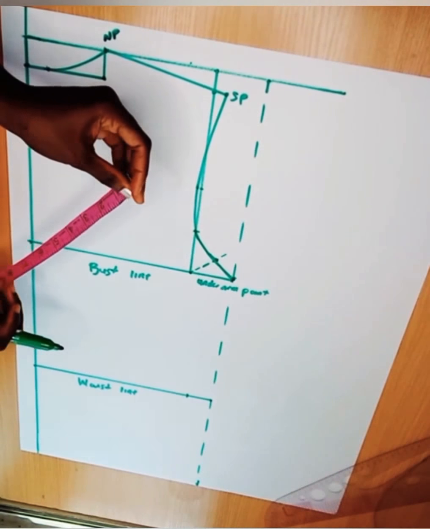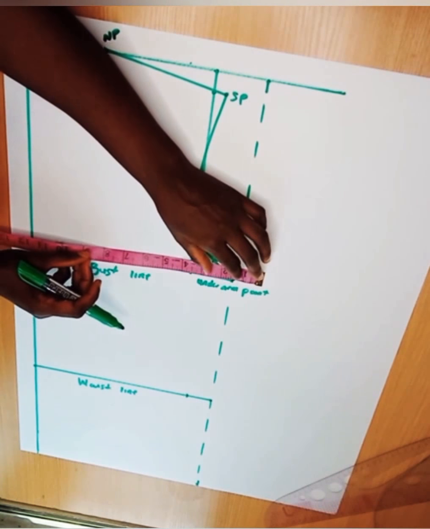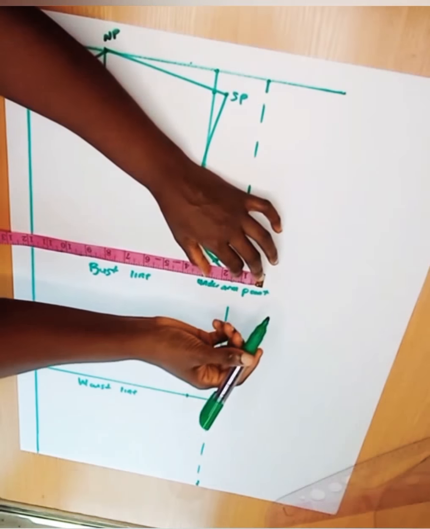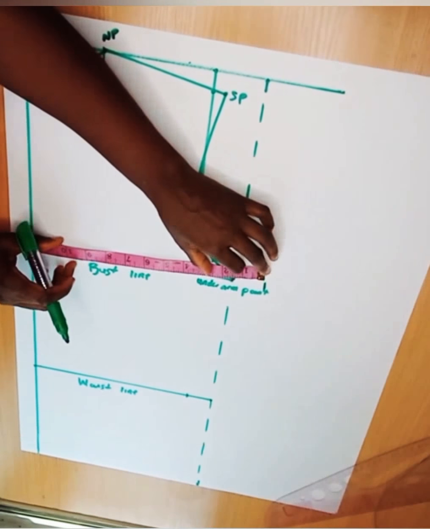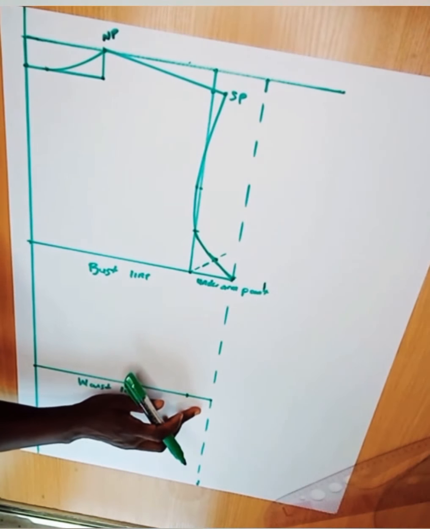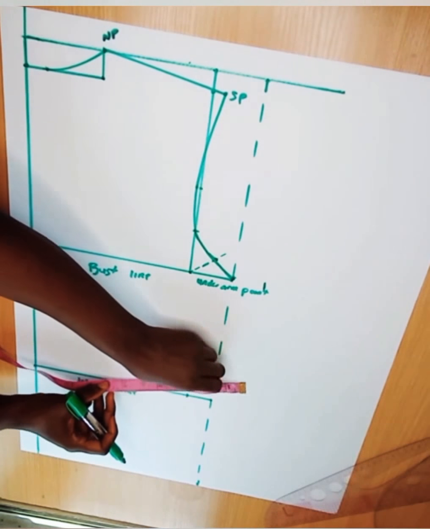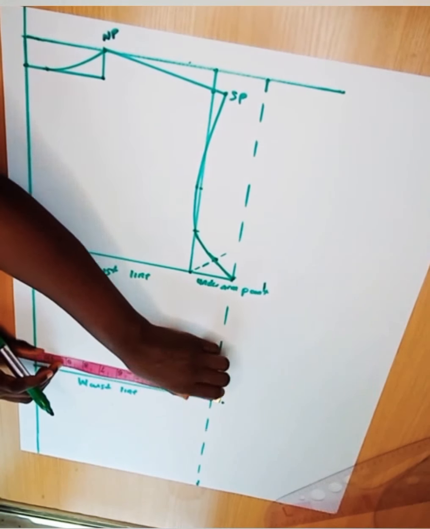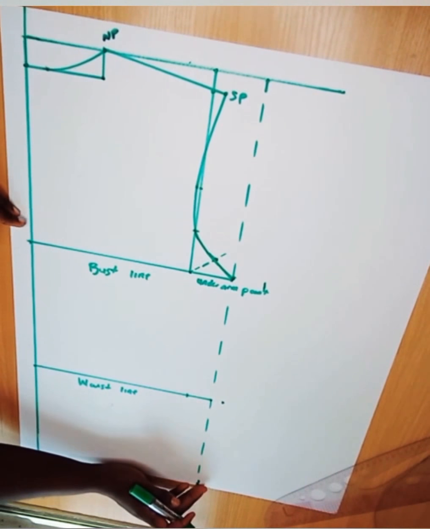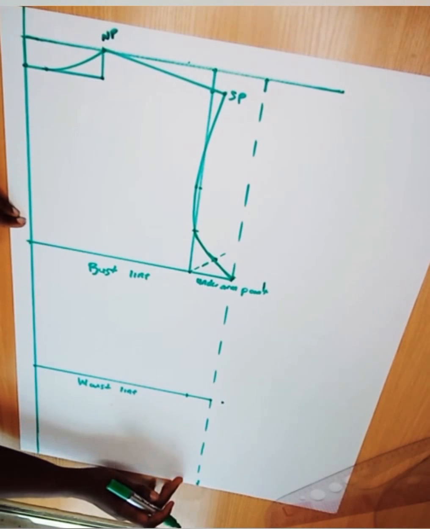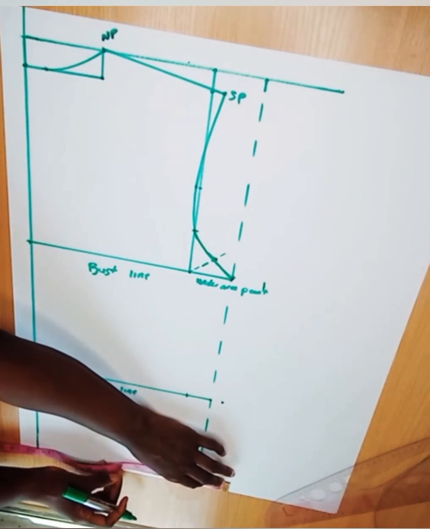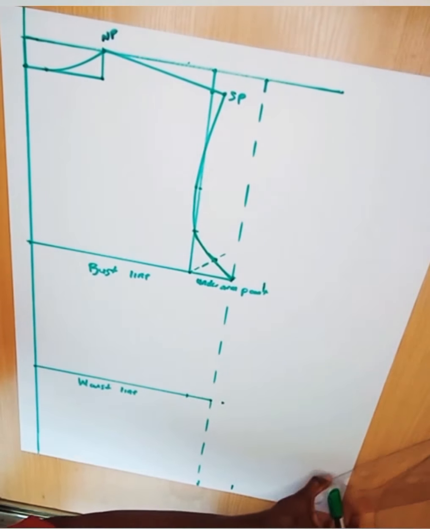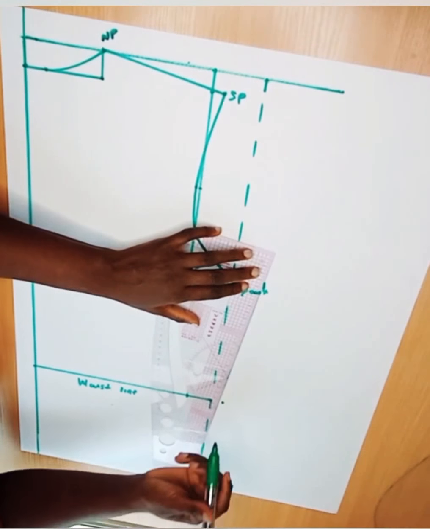So next we add ease and allowance. 1.5 at the bust line, 1/2 inch ease and 1 inch sewing allowance. 2 inches at the waistline, 1 inch ease, 1 inch sewing allowance. Although you could add the ease according to your preference. Hip line 2 inches as well, 1 inch ease, 1 inch sewing allowance. And then we form the shape.